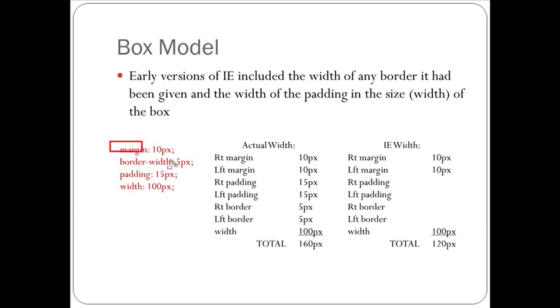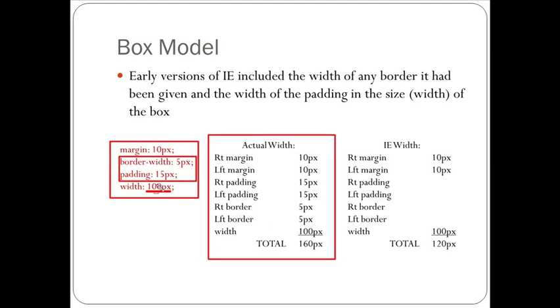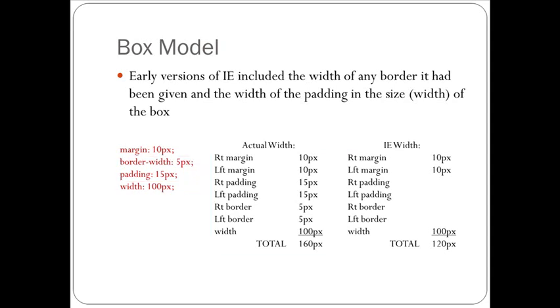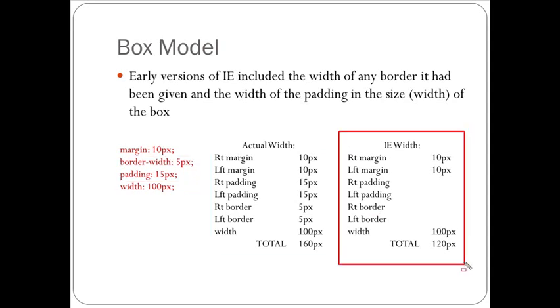So in the same example here, the padding and the border would actually be part of this 100 pixels. It wouldn't be in addition to, as we see with this, it would be included in that 100 pixels. Well, when you do that, then you end up with a height of 120 pixels as opposed to 160 pixels.